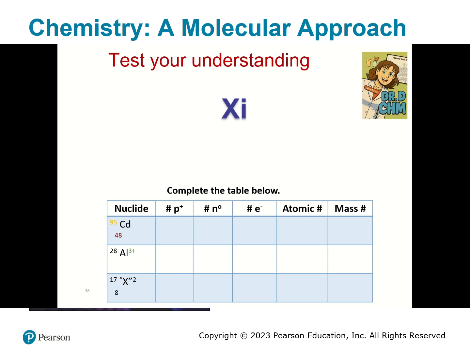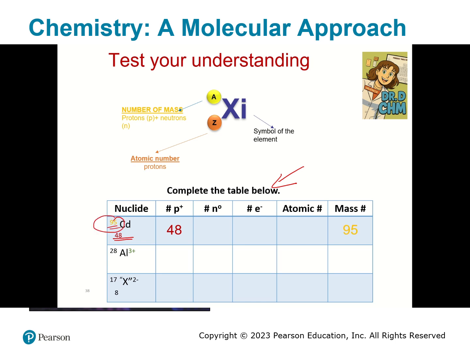So here I have cadmium. Can you see the 95 here? That's the mass, right? This is the symbol, that is the mass, and we have the atomic number, which is the number of protons. So I'm going to start with the protons over here, because that will never change. It's 48. Then I know the mass, which is 95. Now I want the number of neutrons, which has 0 charge. This is why it's 0. That doesn't mean the number is 0, okay? Neutral.